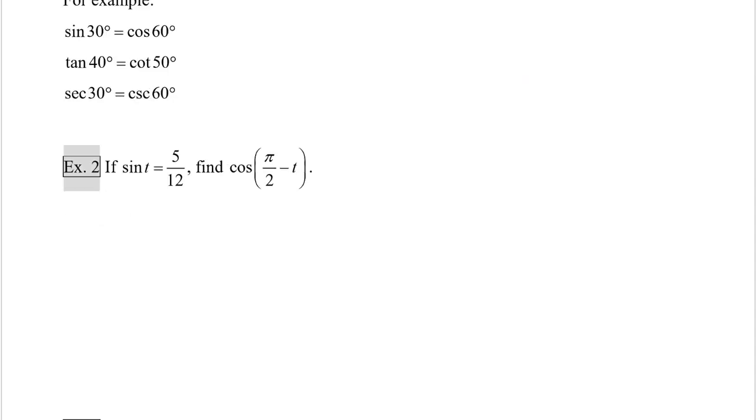So example 2, if sine of t is equal to 5/12, find the cosine of pi over 2 minus t. Well, remember that pi over 2 is the same as 90 degrees. And so this is like asking for the cosine of 90 minus t. Well, t and 90 minus t are complementary angles, and sine and cosine are cofunctions. So we know that the cofunctions of complementary angles are equal, so this means that the cosine of pi over 2 minus t has to equal the sine of t, which is 5/12.